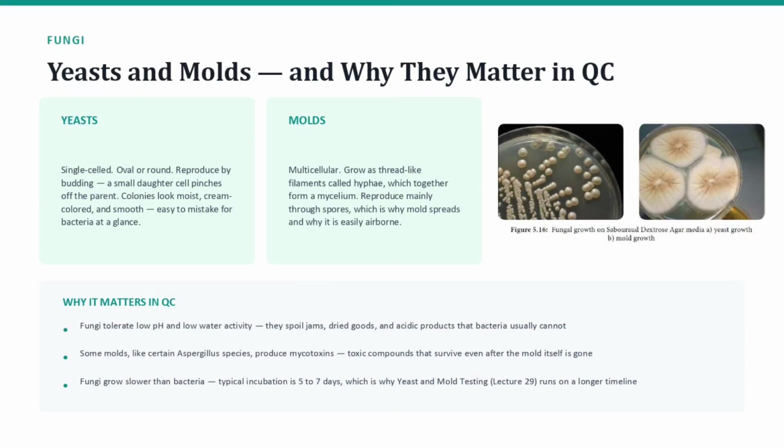And third, fungi simply grow slower than bacteria. Typical incubation is 5 to 7 days, which is exactly why yeast and mold testing, which we cover in Lecture 29, runs on a longer timeline than most bacterial methods.